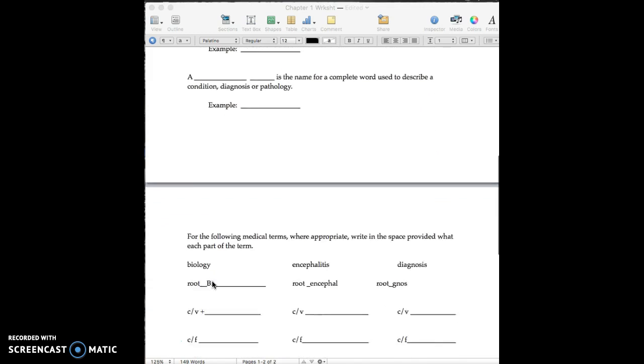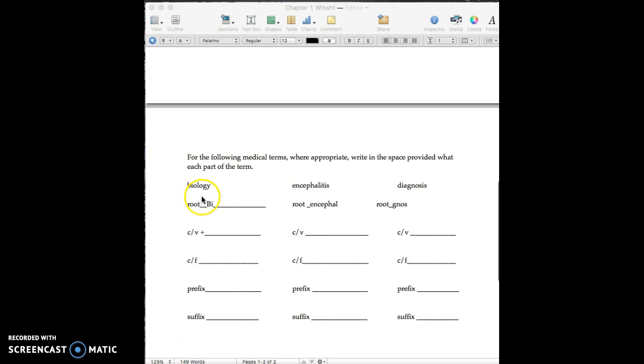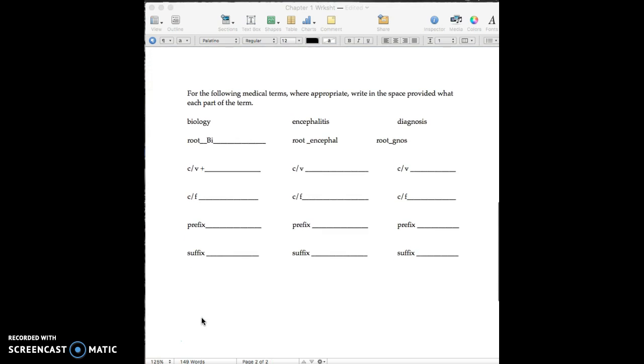But there were some of you that had some problems with this last section. This was a tricky section, and if you missed points, the majority of the points that were lost were in this last section. So I wanted to talk to you about this last section. So let's start with root words, okay?